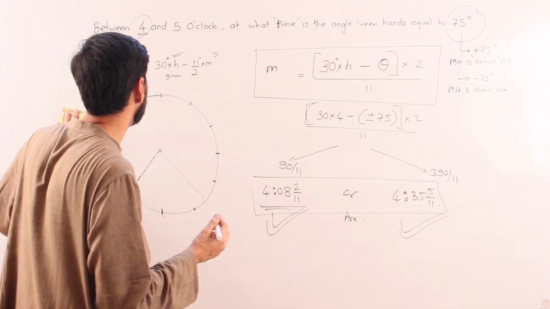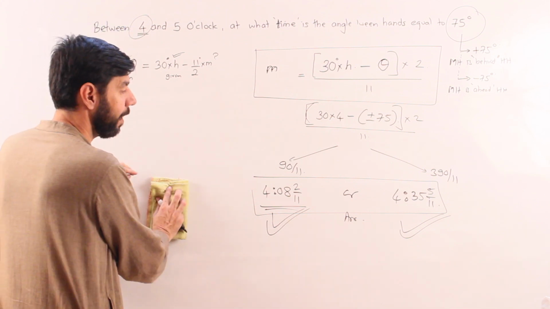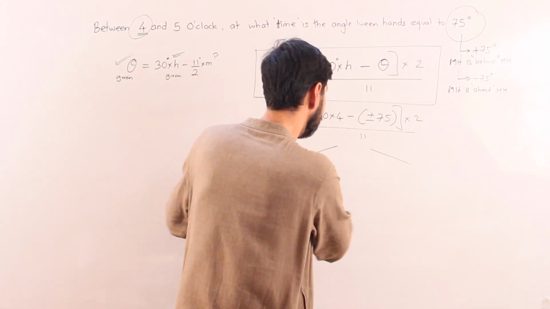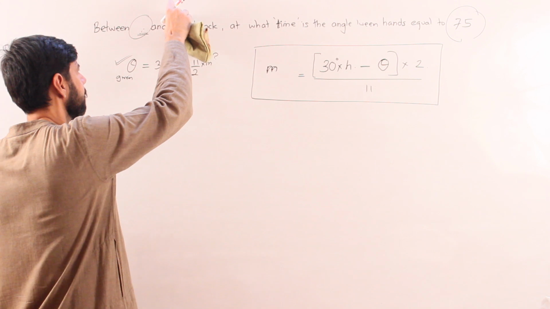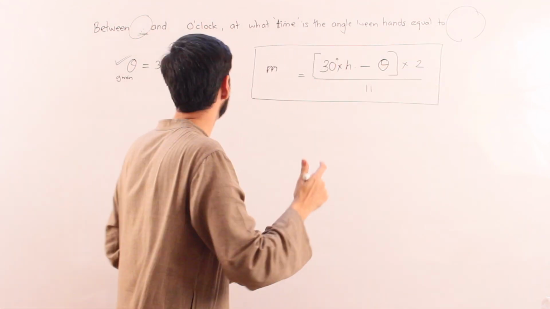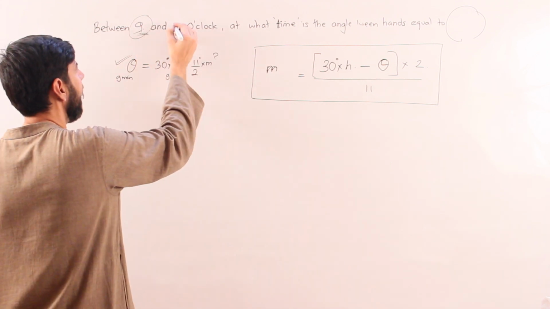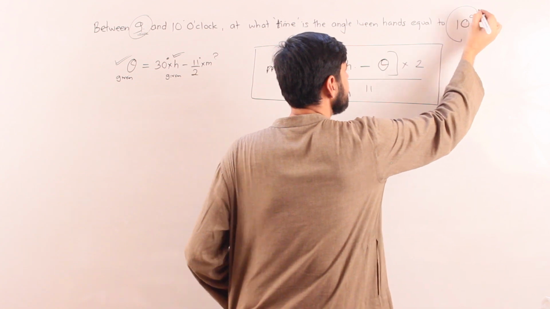So this is how you do it mechanically. Let me take one more question and just give you a very quick answer in the same video itself, so that you get the hang of this. Between 9 and 10 o'clock, what time is the angle between the hands 10 degrees?